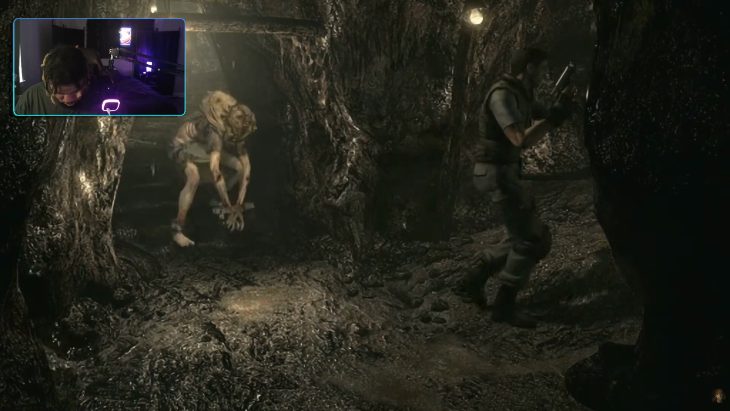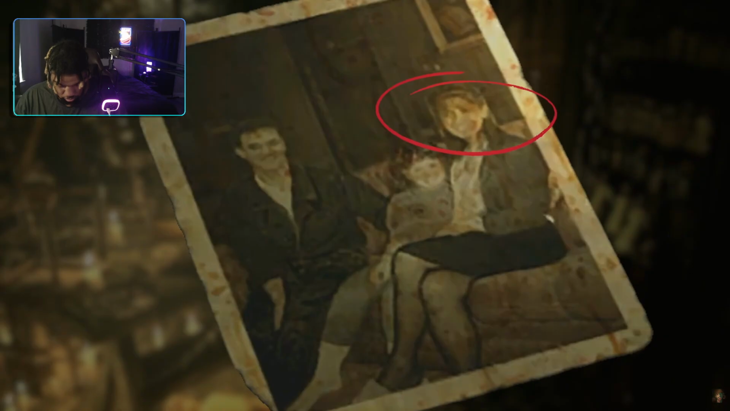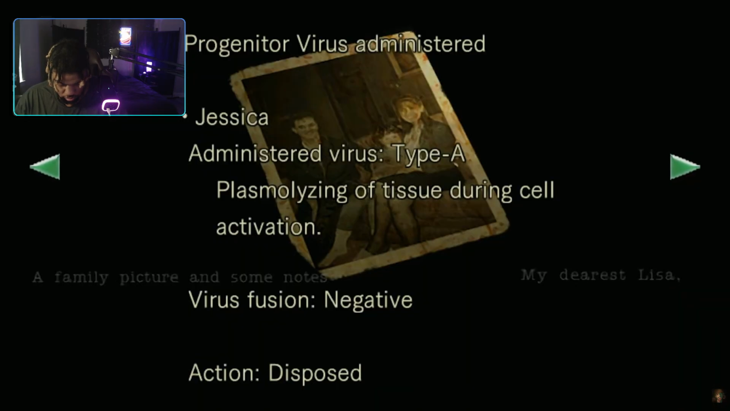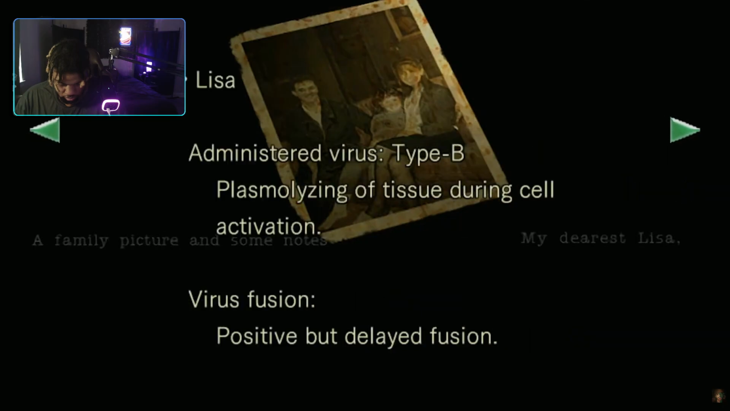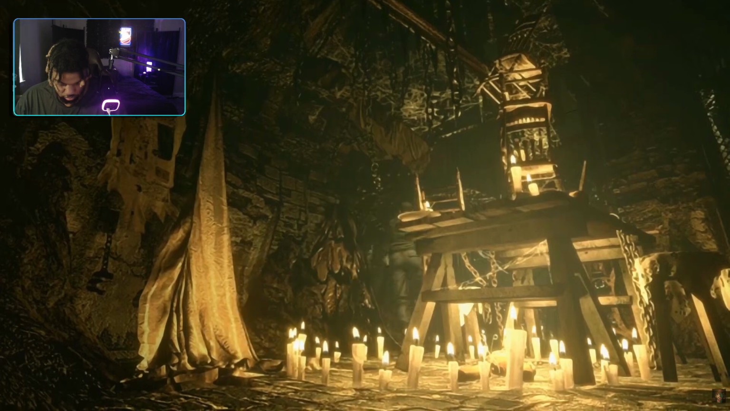He comes across an area where someone, Lisa, had been kept, and some notes here tell us about the demise of Jessica Trevor, George's wife, and that after the progenitor virus was administered to her, she failed to fuse with it and was subsequently disposed of. In terms of Lisa, however, she fused with it, but this was delayed, and she was to be observed further. Umbrella called it protective observation, which is what this room is.